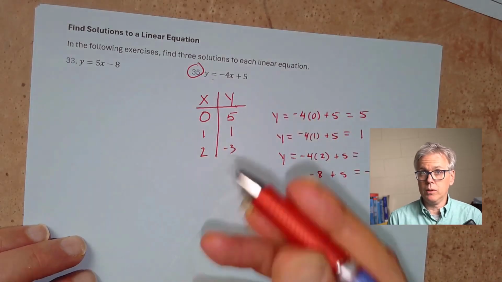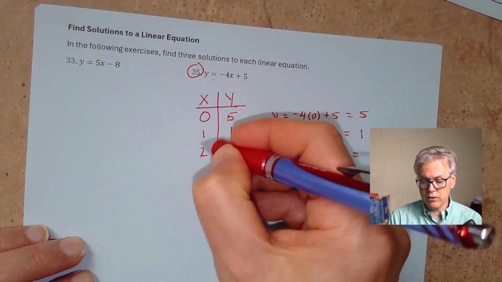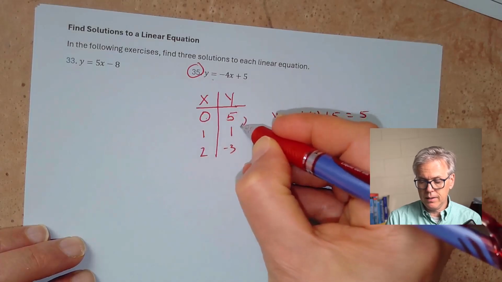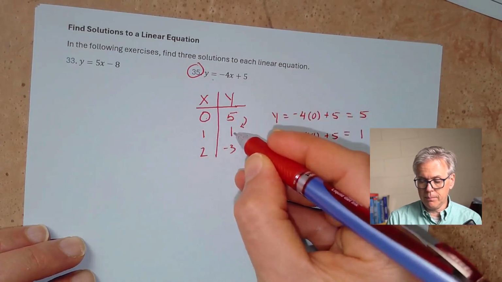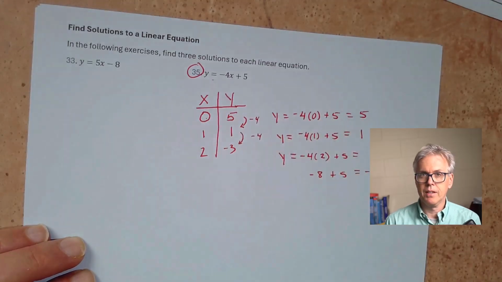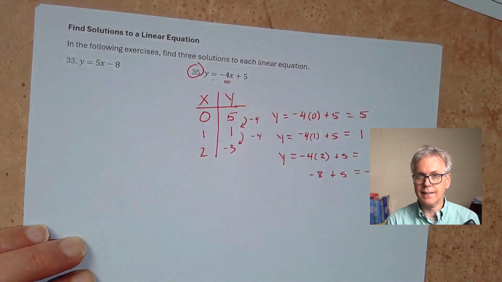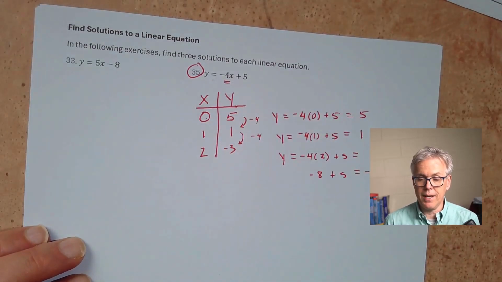And I just want to make one little connection for you. You don't have to see this quite yet, but notice as I'm going up by 1 each time, what happens here? I'm going down by what? From 5 to 1, I'm subtracting 4. From 1 to negative 3, I'm subtracting 4. Do you see where that minus 4 is in the equation? Right here. That's not a coincidence. I'm just going to throw that out there for what it's worth.